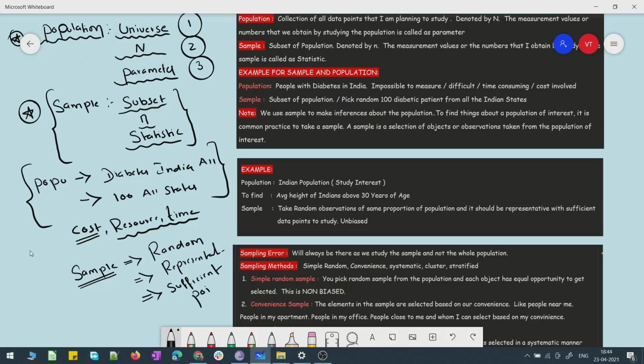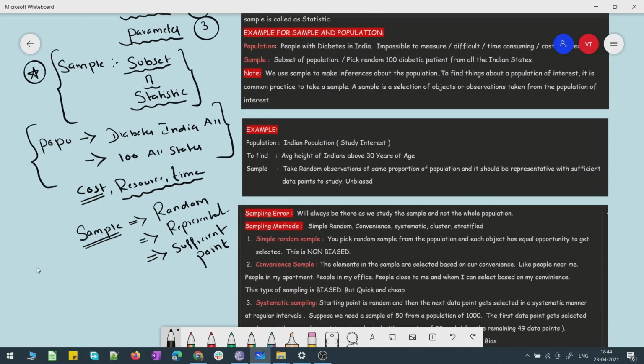Right? These are all some of the basic characteristics when you try to form a sample. These characteristics should be met in order to form an ideal sample. What do you mean by random?